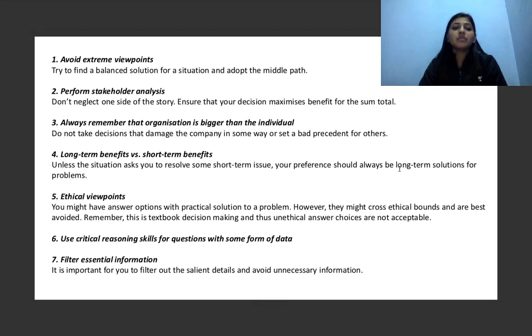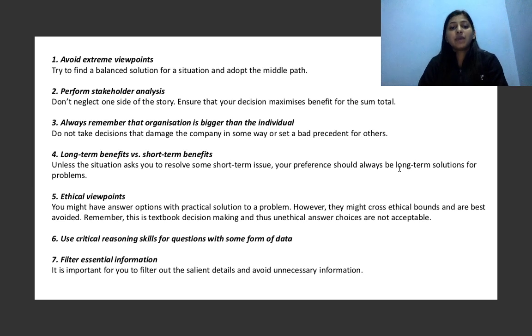Number two, you have to perform stakeholder analysis. What is that? You can't neglect any side of the story. If there is a situation where a lot of people are involved, you have to ensure that you know everybody's story while taking the decision, and that your decision maximizes benefits for all of them, for the sum total.